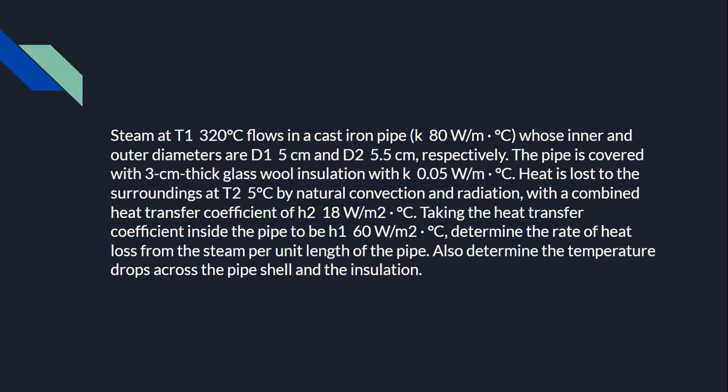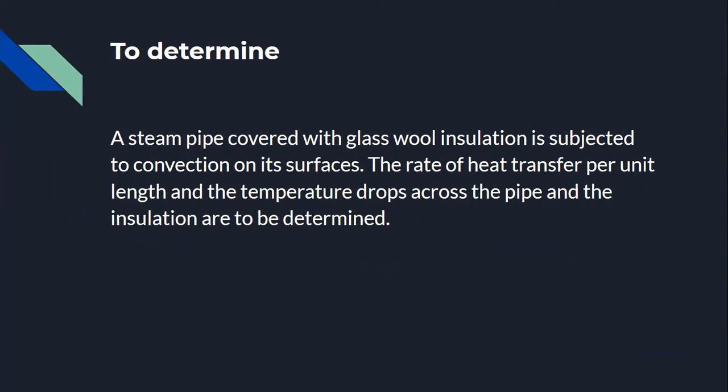We'll break down this question into 4 parts. Firstly, we'll understand what is given, what properties are given, then what we have to determine, and what assumptions we need to proceed with this question. And finally, we'll move on to the analysis, that is solving this question. So let's begin with what we have to determine. We can see that a steam pipe is covered with glass wool insulation and it is subjected to convection on its surface. So we have to find the rate of heat transfer per unit length and the temperature drops across the pipe and the insulation.